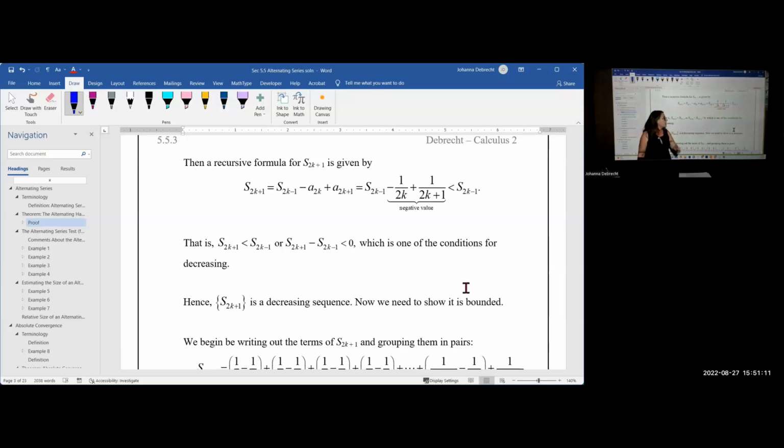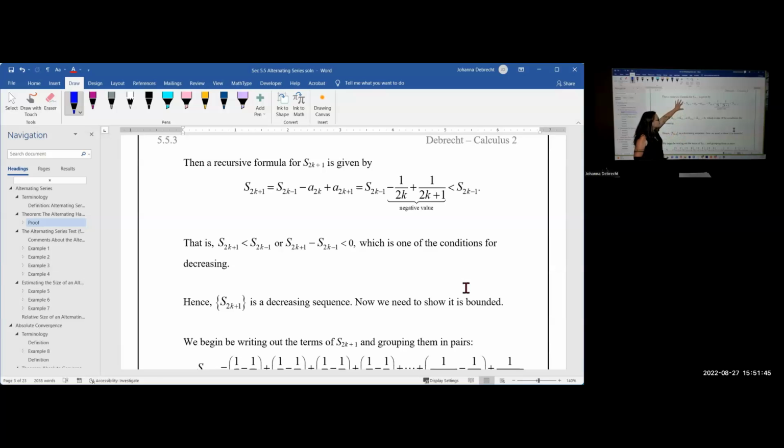Remember, we have that alternating sign behavior. And a sub 2k plus 1 is a positive 1 over 2k plus 1. But we just proved that these last two terms are definitely negative. So we have S sub 2k minus 1 added to a negative value, which must be less than S sub 2k minus 1. It's got to be less than itself because this is negative. So we're adding a negative value to it. It's got to be less than S sub 2k minus 1.